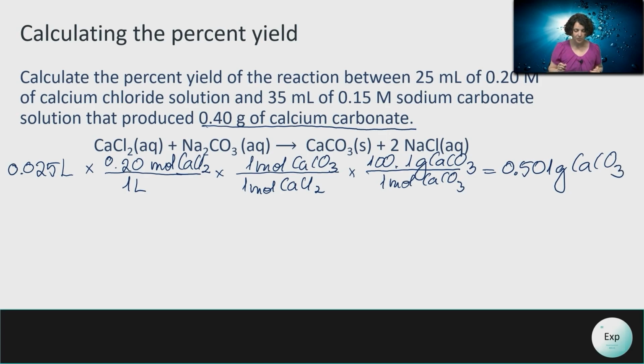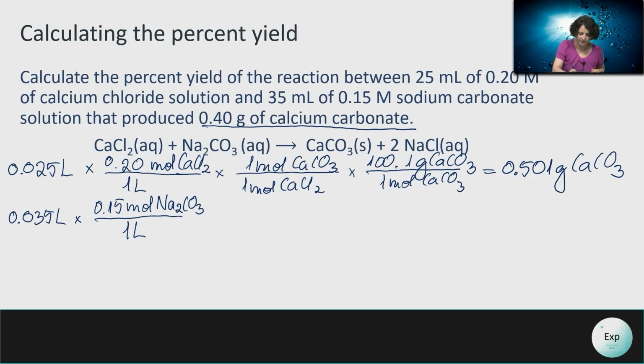Now we do the calculation the same way with the available sodium carbonate solution. We convert the 35 milliliters into liters. Then we use the molarity as our conversion factor. 1 liter contains 0.15 moles of sodium carbonate. Then we use the mole ratio from the equation. For every 1 mole of sodium carbonate consumed, we will be producing 1 mole of calcium carbonate.